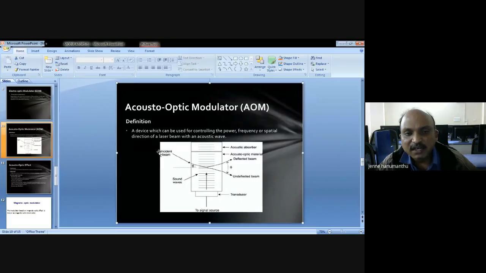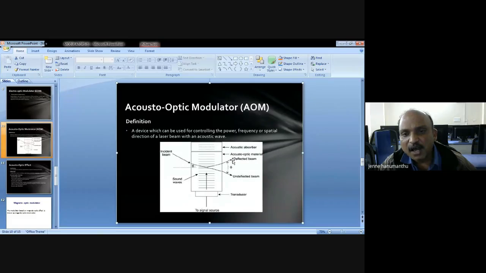So when the light falls on this optical medium, in this medium the laser beam light will cross the sound signals. When the light signals cross the sound signals, the light signal parameters are going to be changed, right? So we can get out of phase. See, there is an undeflected beam and a deflected beam.